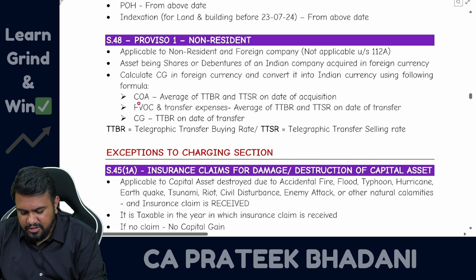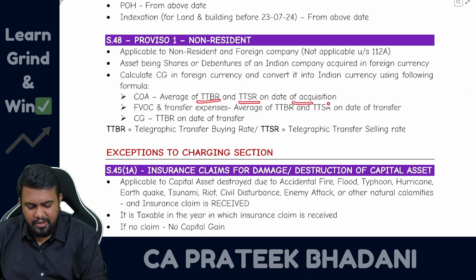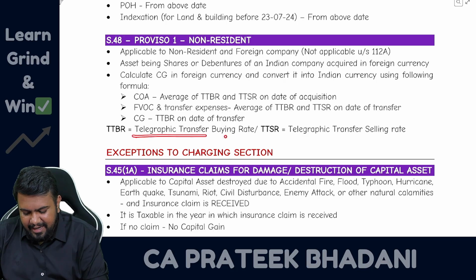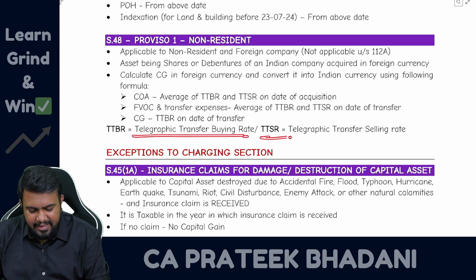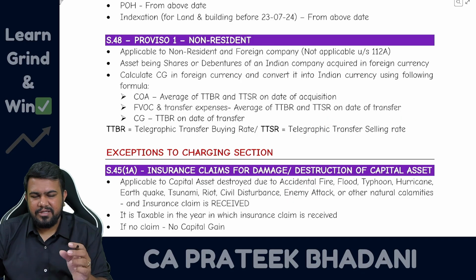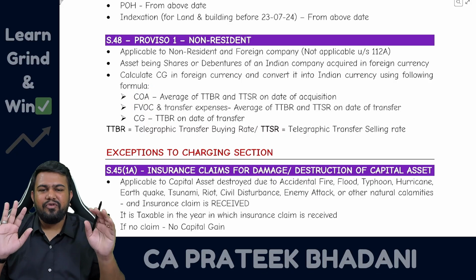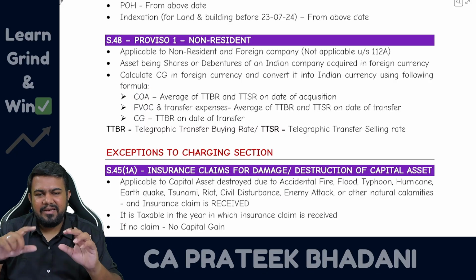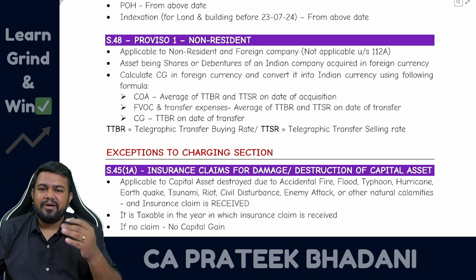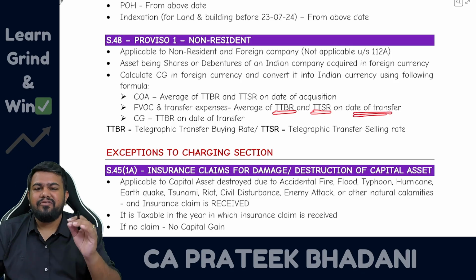See, Kanna, cost of acquisition you have to convert using the average of TTBR and TTSR on the date of acquisition. So on date of acquisition, that is date of purchase, take the telegraphic transfer buying rate and telegraphic transfer selling rate, and do the average of both, and whatever is the average, using that you convert the cost of acquisition into foreign currency. If it is already in foreign currency, no need to convert, but if it is Indian, convert into foreign currency. Then full value of consideration and transfer expense also convert into foreign currency using average of TTBR and TTSR as on the date of transfer.